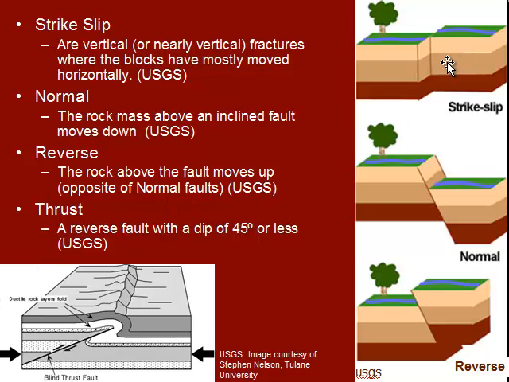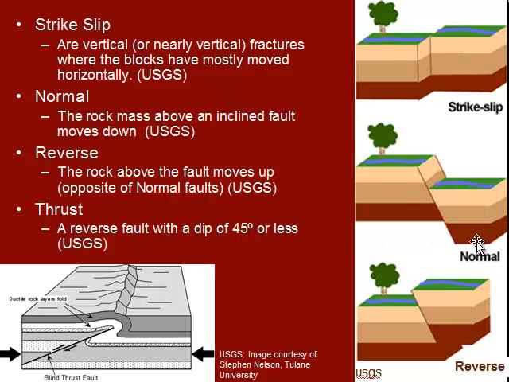So strike slip, this is where you have a fracture in the rock, but the rocks are moving horizontally past one another. We end up with stream channels that get diverted and have right angle bends in them. We can have roads that are offset. Rock units, like if we have a ridge line, that can be offset as well.